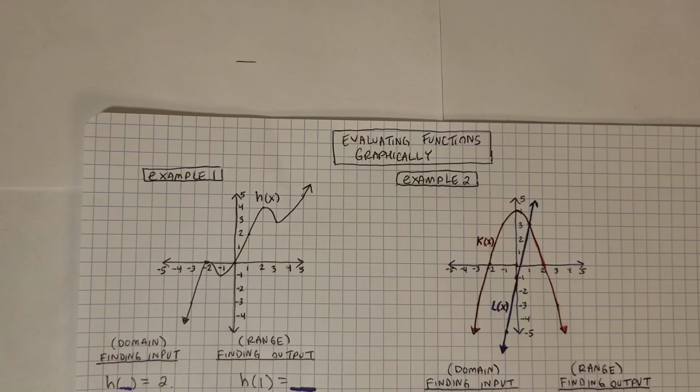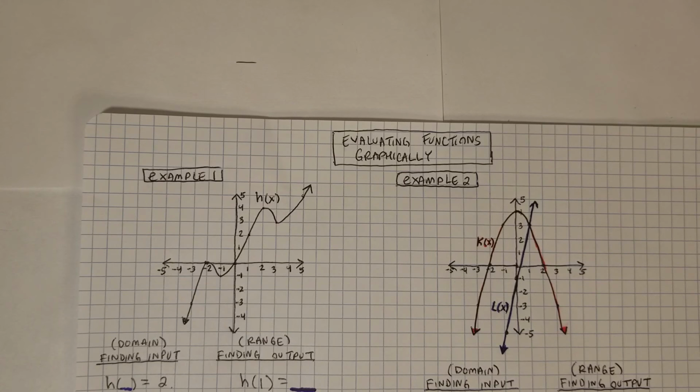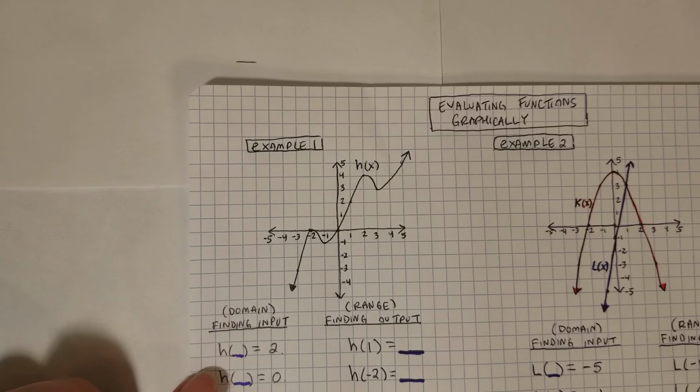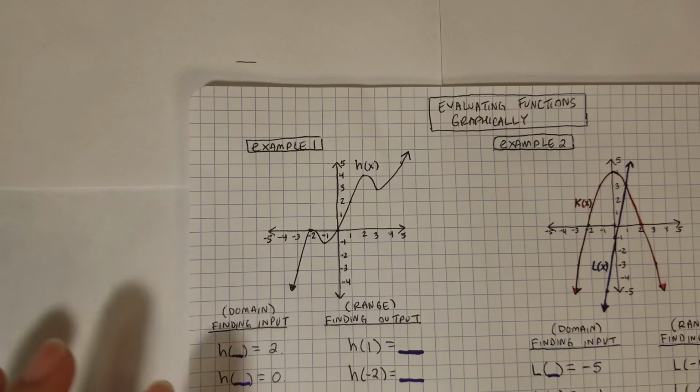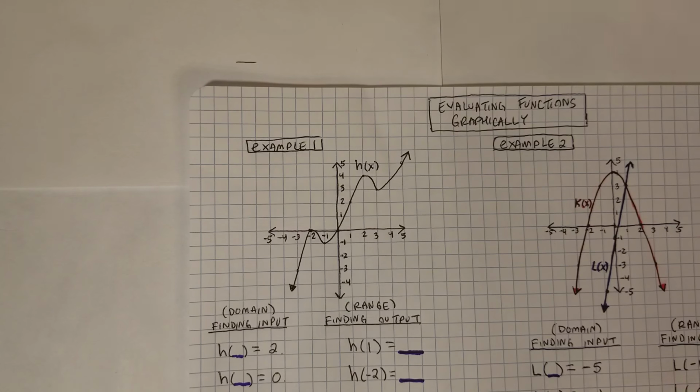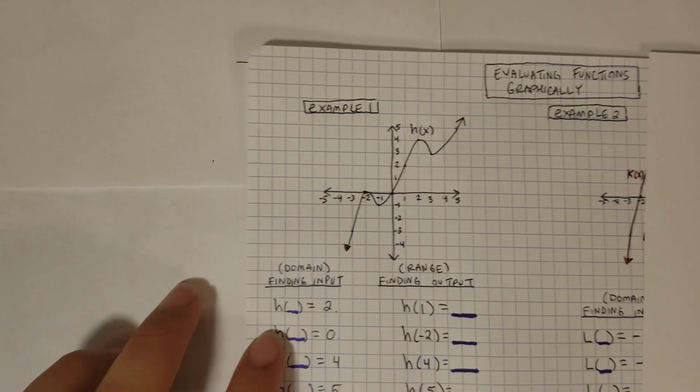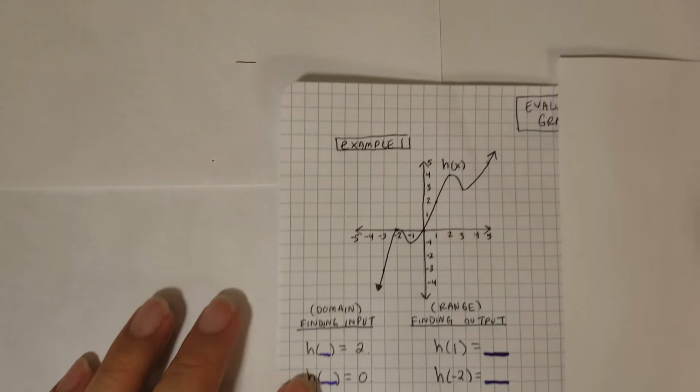If you're evaluating functions algebraically, you've got to either plug in or set it equal to something. If you're doing it graphically, all you've got to do is look at the graph. So I've got two examples here ready to go for you guys. We're going to work through them right now. Let's first deal with example number one. Don't worry about example number two right now.